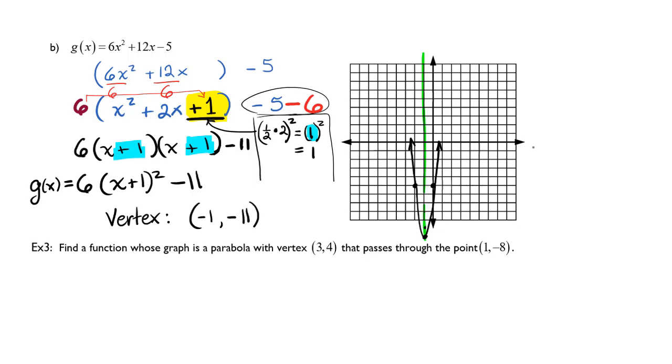You could find the x-intercepts by setting y equal to 0, or g of x equal to 0. That would give you 0 equals 6x squared plus 12x minus 5. You could plug that into the quadratic formula. That would give you your x-intercepts. You could also find the y-intercept by setting x equal to 0. So g of 0 is equal to -5. And we saw that simply by graphing it.